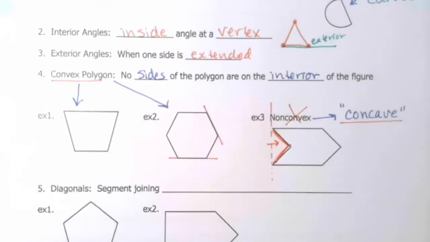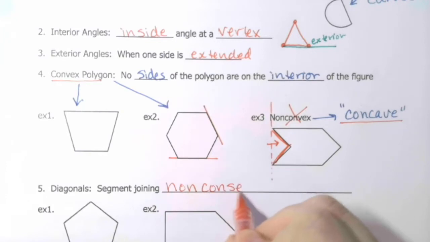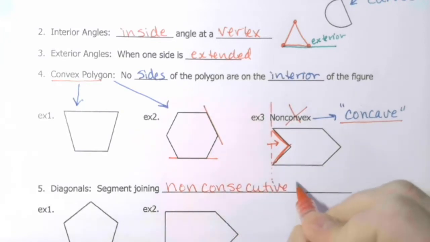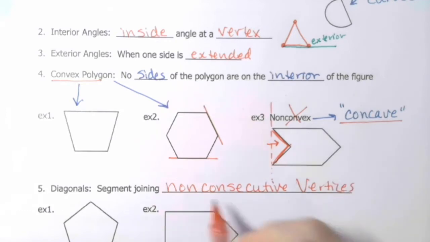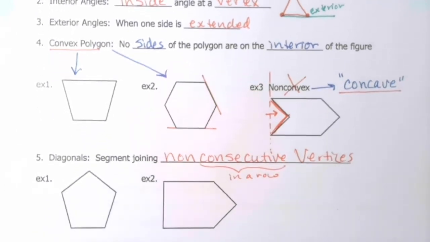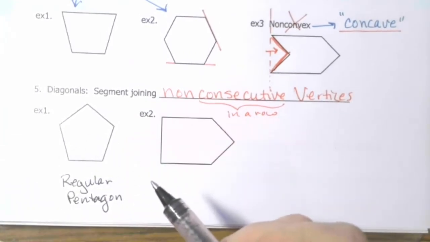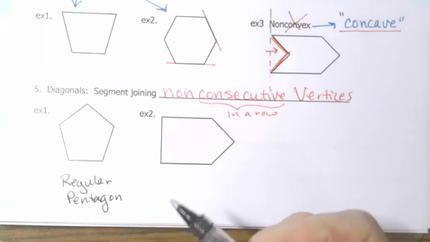Okay, number 5, a diagonal is a segment joining non-consecutive vertices. Consecutive means in a row. Non-consecutive obviously means not in a row. So if I take a ruler here, this shape is a regular pentagon. So go ahead and write that label on it, regular pentagon. Pentagon because it has 5 sides, regular because all the sides and all the angles are the same.